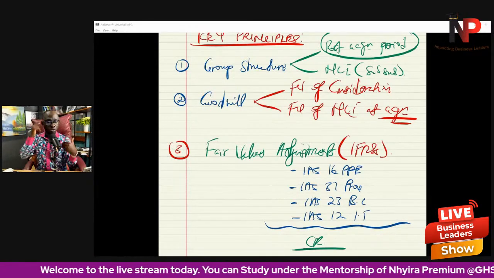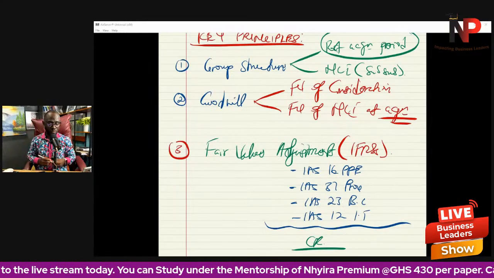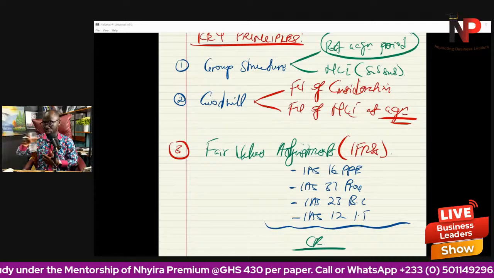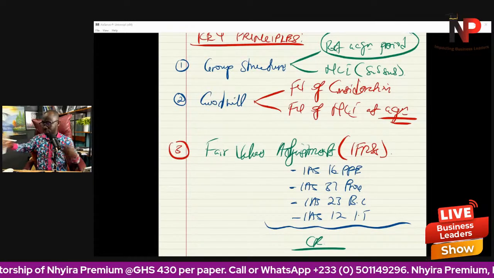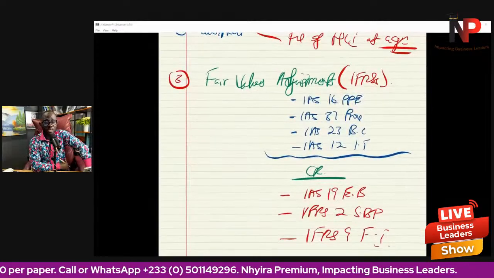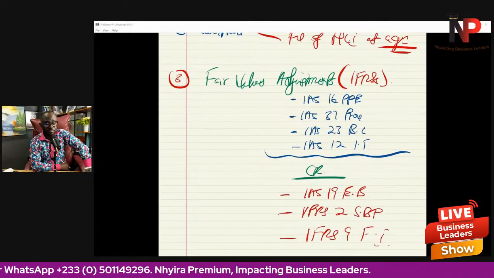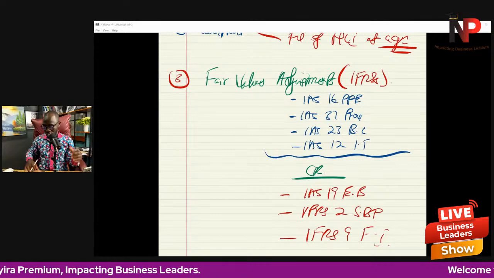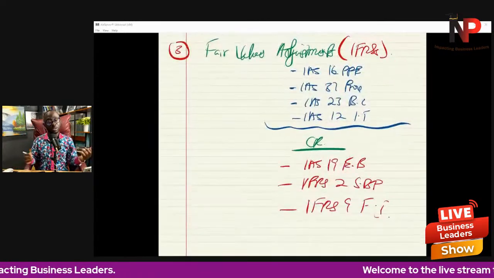Then you have to also know goodwill calculation, the fair value of consideration transferred, fair value of NCI at the date of acquisition. Very, very important. Then fair value adjustment. Number three, that is going to be where the standards will be called on. So that is another key principle that you need to understand.